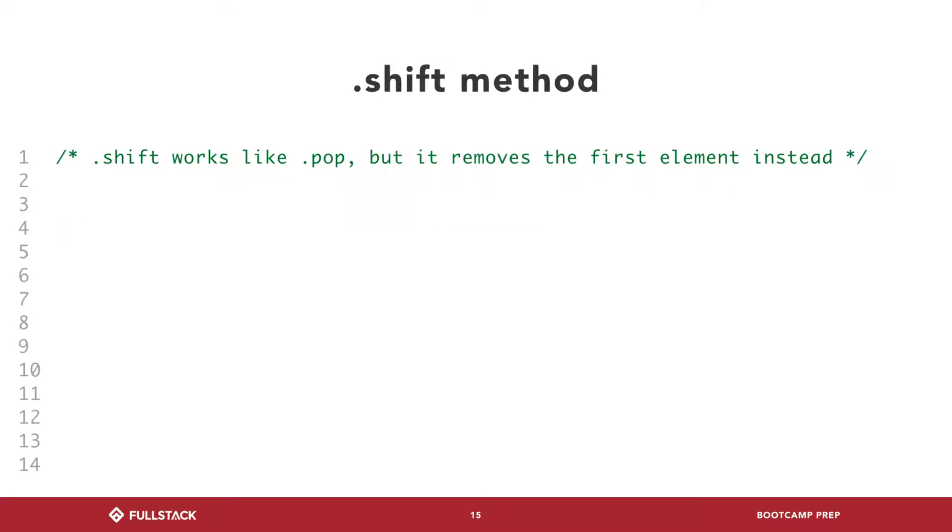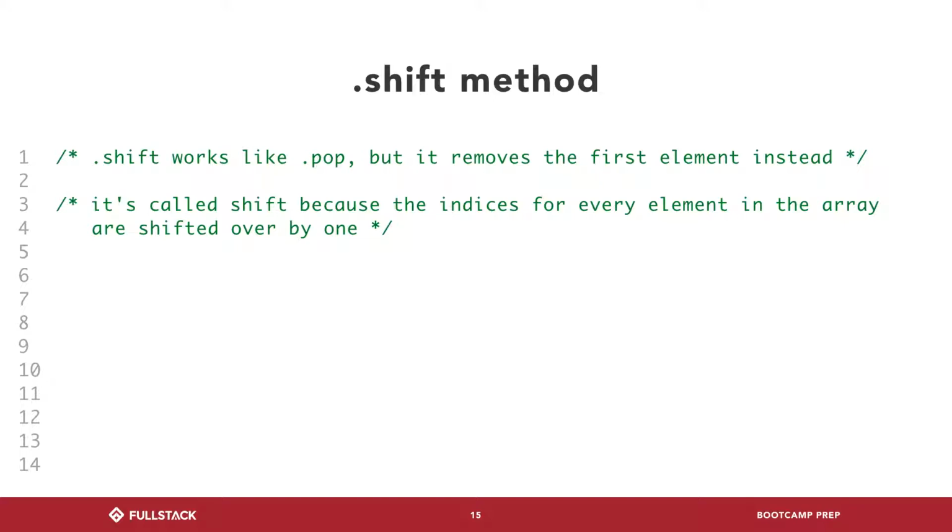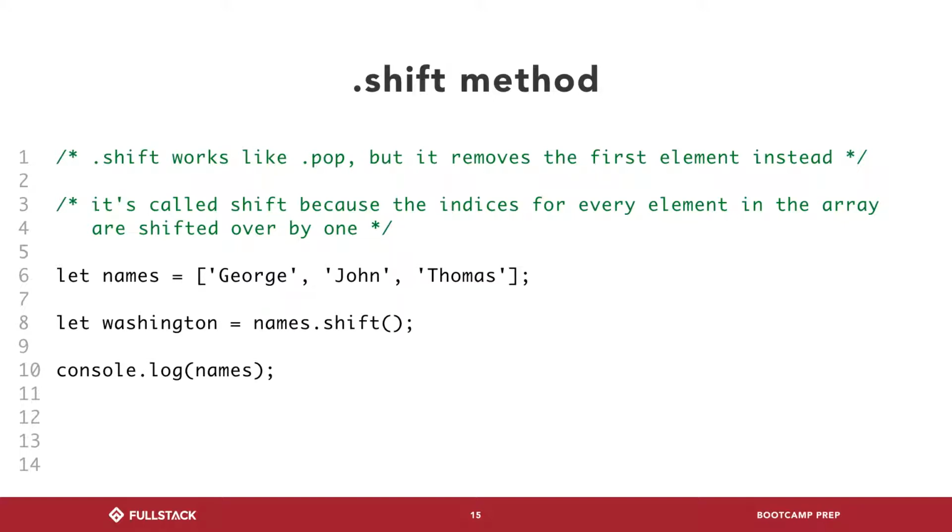Okay, so then we move on to, well, we've done a lot with adding to the end of it. I've already removed from the last thing in the array. What if I want to remove the first thing in the array, right? And that's what .shift does. .shift removes only the first element in the array.